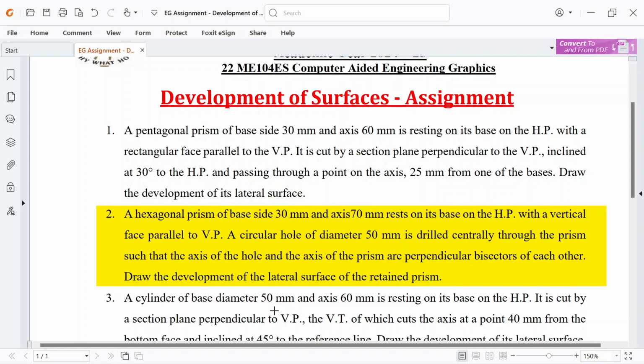So, a hexagonal prism is having a cylindrical hole at the center. How to draw the development of lateral surfaces for this? Let us see how to do it.